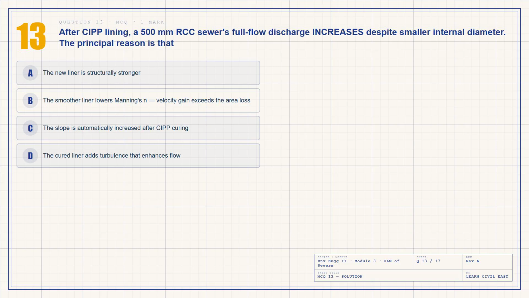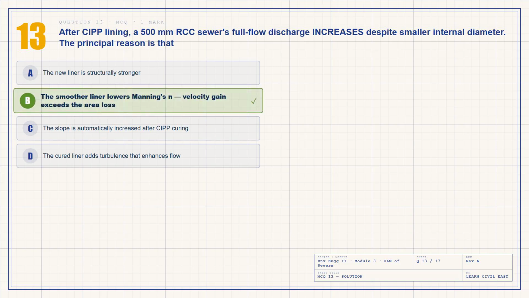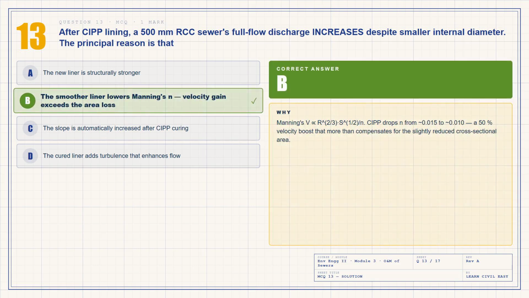Question 13. The answer is B. CIPP lining drops Manning's roughness coefficient from about 0.015 for eroded concrete to about 0.010 for the smooth resin liner. That 50% reduction in roughness boosts velocity by roughly 50%, far more than the small loss in cross-sectional area, so discharge goes up, not down.